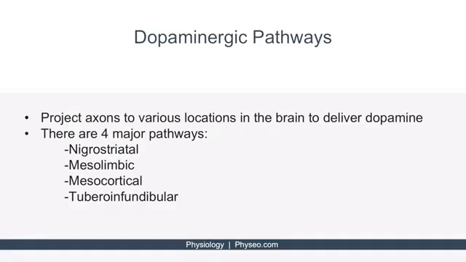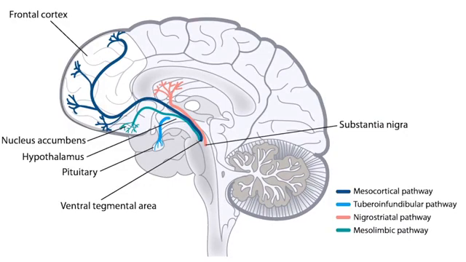So now let's talk about the dopaminergic pathways. The dopaminergic pathways project axons to various locations in the brain to deliver dopamine. Now there are four major pathways: the nigrostriatal, the mesolimbic, the mesocortical, and finally the tuberoinfundibular. This is figure 8.32 from your text, which shows all four dopaminergic pathways. We are going to go through each pathway on this image one by one, so don't worry about memorizing it now. For now, just focus on the midbrain.